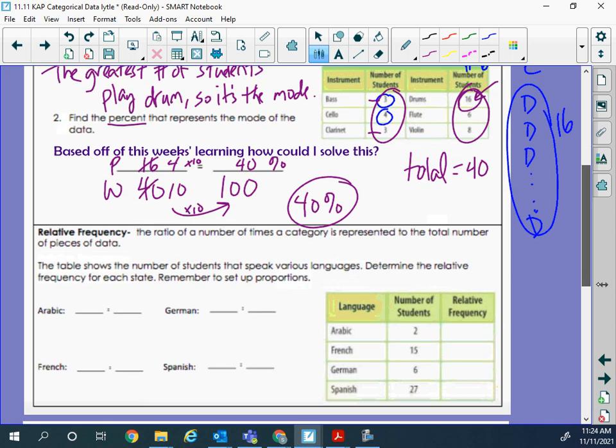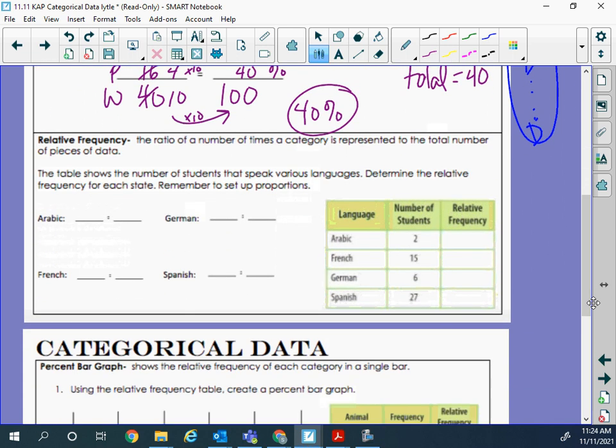All right, let's move on to relative frequency. When we say this word relative, we don't mean like aunts and uncles, right? Everything is relative. Like if I said, you got 20 questions right on your quiz, is that a good thing or a bad thing?